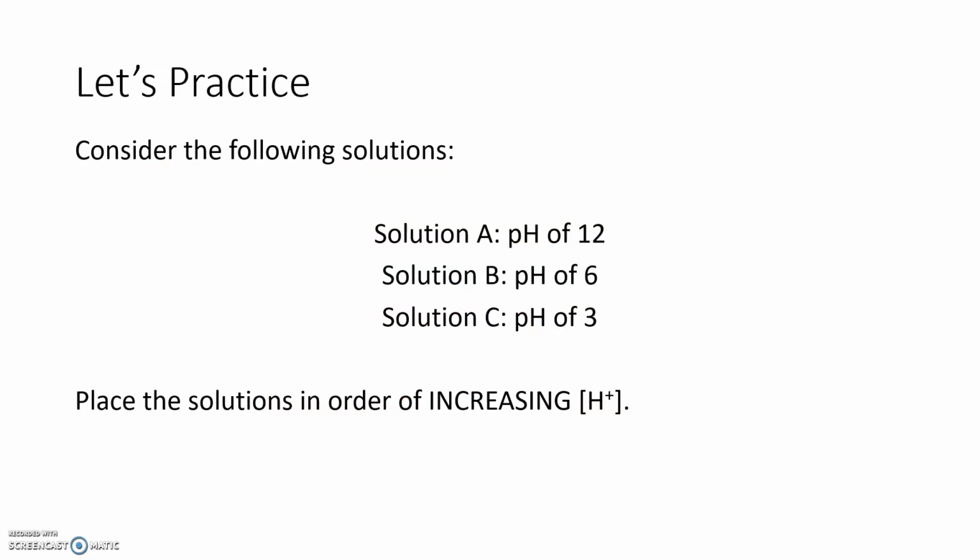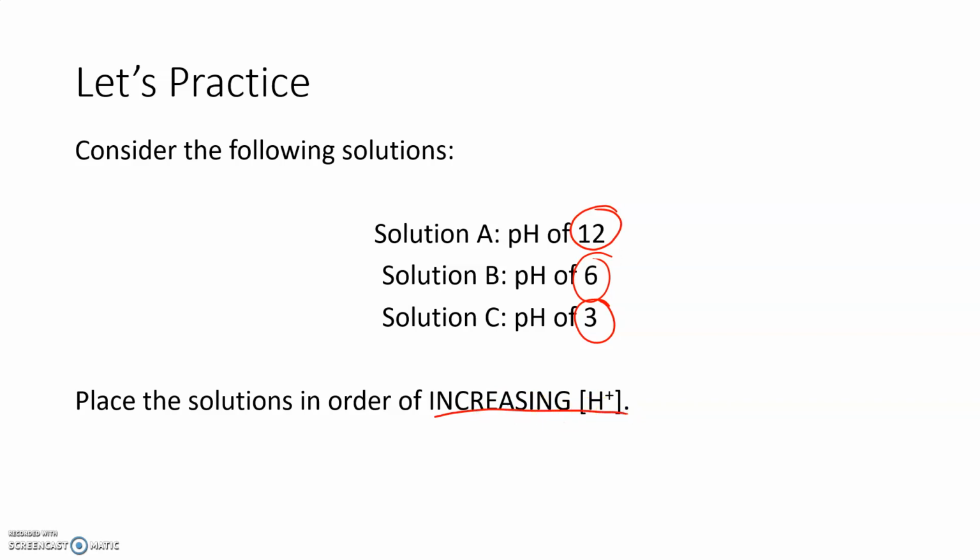Okay, so let's try a couple of practice problems, and then I have a shorter practice assignment for you to try yourself via Google Form. All right, so let's consider the following solutions. We have solution A, which has a pH of 12, solution B, which has a pH of 6, and solution C, which has a pH of 3. We're asked to place the solutions in order of increasing hydrogen ion concentration.